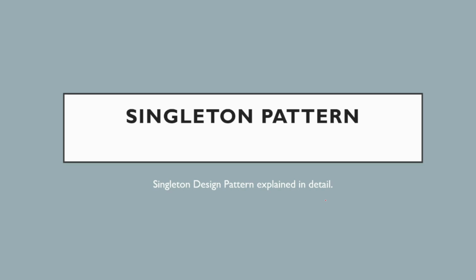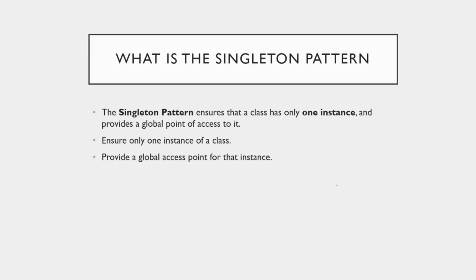What is singleton pattern? Singleton pattern ensures that the class has only one instance and provides a global point of access to it. Means the class we create will have only one object, and it provides a global access point to that instance. So it will provide access to this single instance of the class.